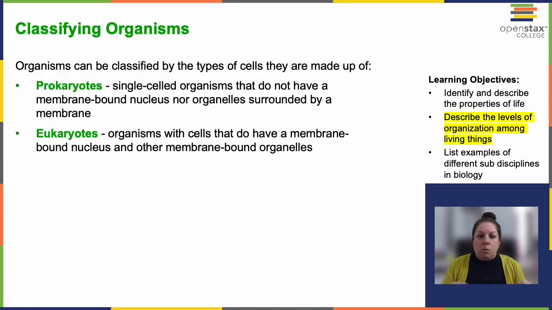All right. We can classify organisms in two different categories, right? Based on the type of cell that they're made up of. So we've got prokaryotes, which are single-celled organisms that do not have membrane-bound nuclei or organelles surrounded by a membrane. Okay, and we'll get to talk about the difference between eukaryotes and prokaryotes in a lot more detail later. But prokaryotes, those are going to be your bacteria and your archaea.